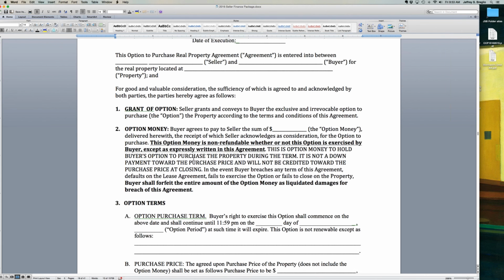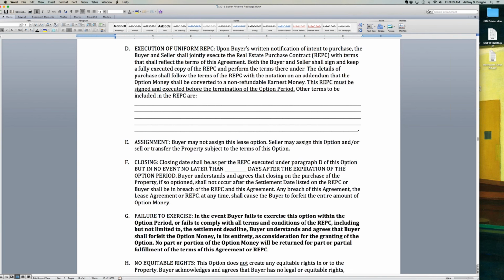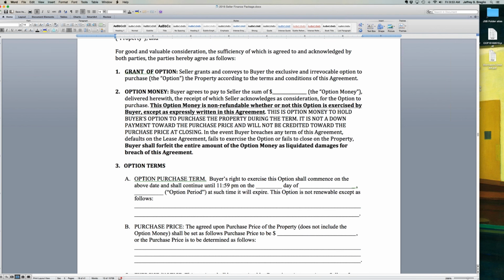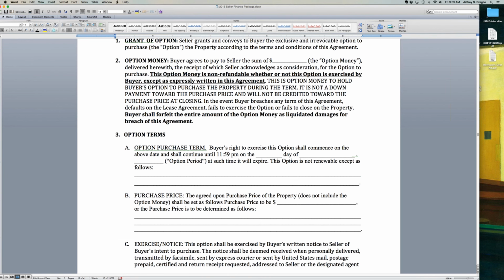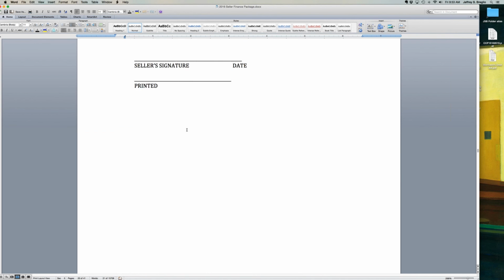You pretty much know how to fill out an option agreement. So I guess probably no real reason to go through a lot of this because it's just purchase price, the term when they have to exercise their option, option money. Again, this is very clear that this option money is non-refundable. Okay. And yeah, you kind of fill it out like that. Get everybody to sign it.